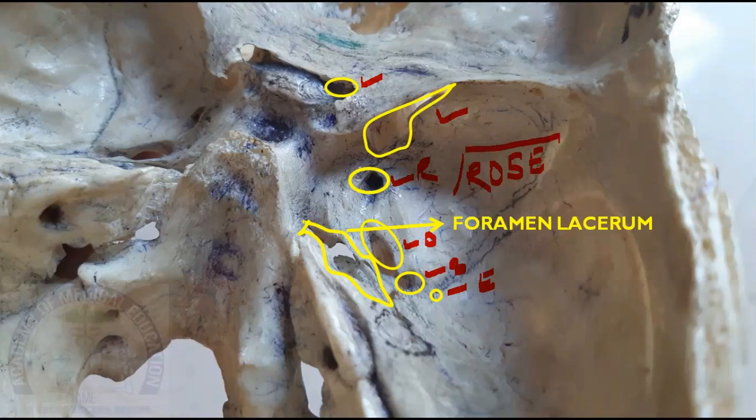This ROSE is present in the greater wing of the sphenoid bone, and this is your optic canal, which passes your optic nerve. The superior orbital fissure passes your third, fourth, fifth, and sixth nerves. Then rotundum passes 5B, whereas ovale passes 5C.